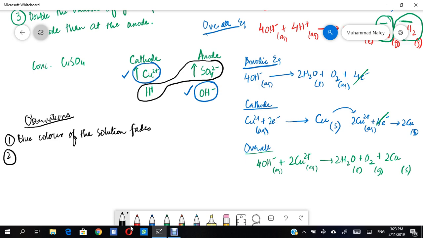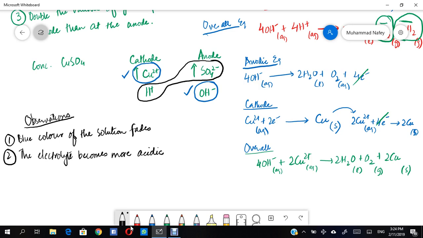Second observation. Just notice here that as the reaction proceeds, there will be a decrease in the amount of hydroxide ions in the solution. Why? Because they are being broken down to produce water and oxygen. And therefore, a drop in OH⁻ means an increase in hydrogen ion concentration. And an increase in hydrogen ion concentration means that the solution is becoming more acidic in nature. So the second observation is that the electrolyte becomes more acidic.